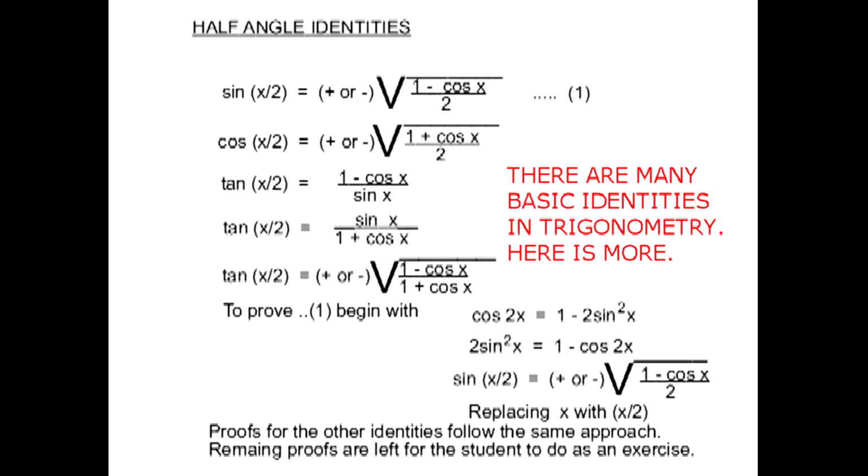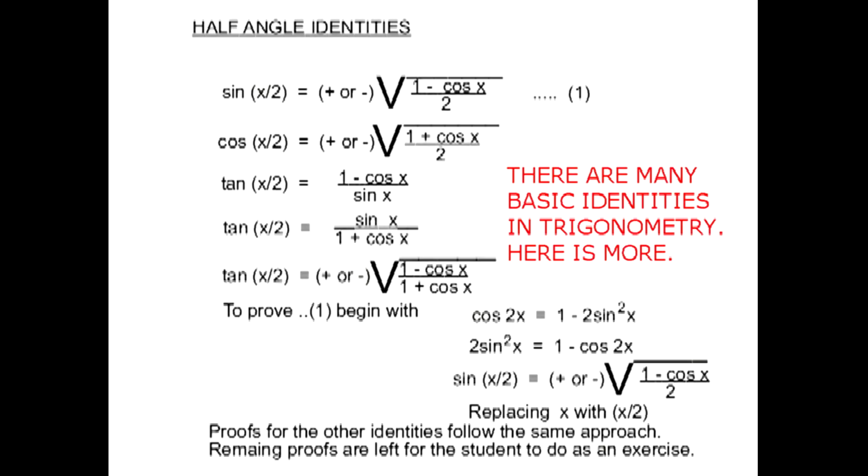Now go to the right-hand bottom of the screen where I say to prove number 1, begin with. What we are beginning with is the identity we studied earlier. Cos 2x is equal to 1 minus 2 sine squared x. Rearrange the terms so that you have 2 sine squared x on the left-hand side, and on the right-hand side you have 1 minus cos 2x.